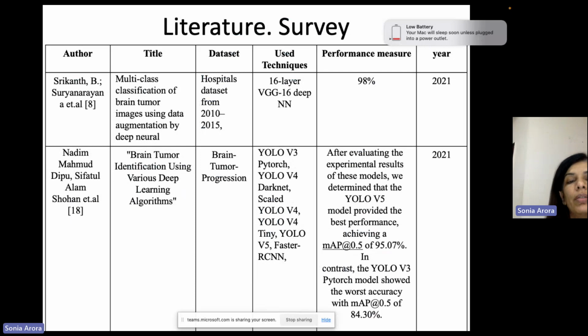Nadeem Mohammed did brain tumor identification using various deep learning algorithms like YOLO V3 PyTorch, YOLO V4 darknet scaled, YOLO V4 tiny, YOLO V5, and Faster RCNN. After evaluating the results of these models, he determined that YOLO V5 provided the best performance compared to YOLO V3. YOLO V5 got 95%, and the YOLO V3 PyTorch model had the worst accuracy, 84.30.